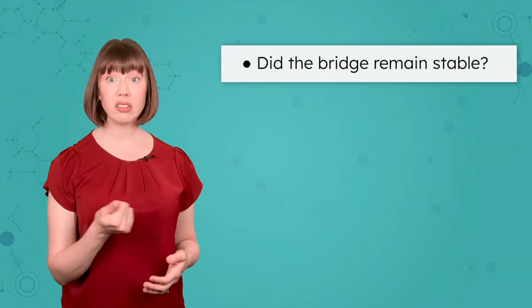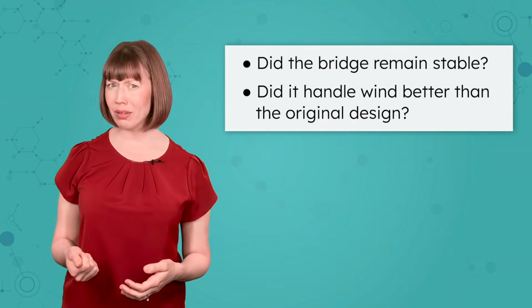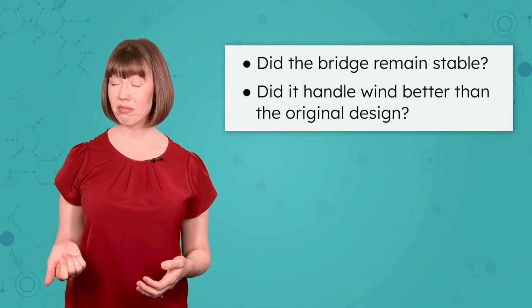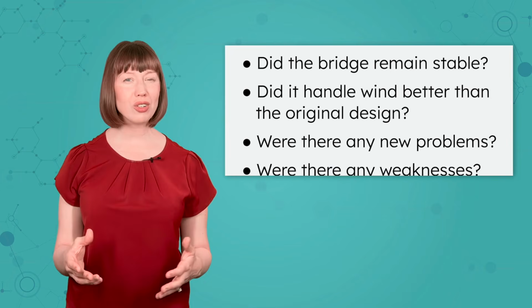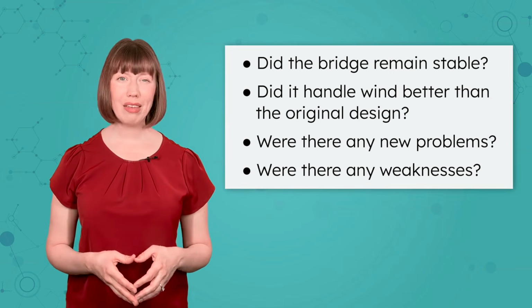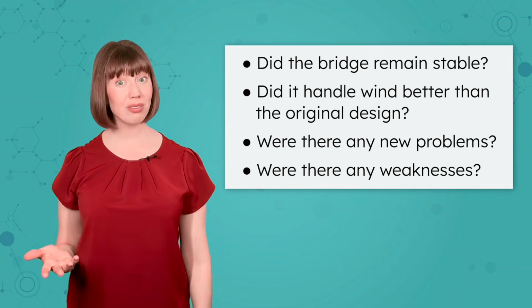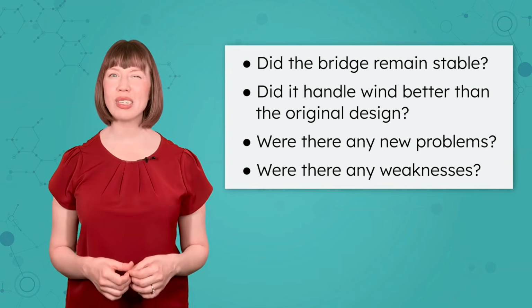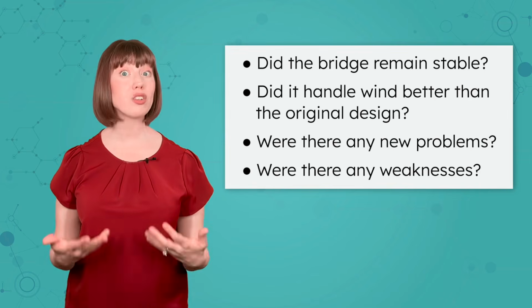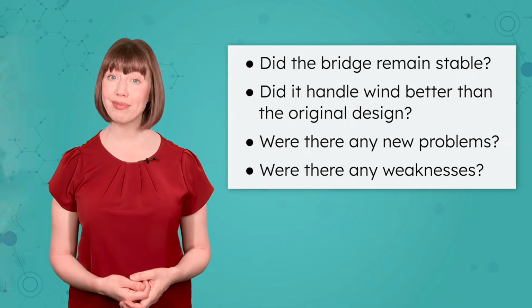Did the bridge remain stable? Did it handle wind better than the original design? Were there any new problems? Most importantly, engineers look for weaknesses. Even if a design works better than the original, it still might not be good enough. At this stage, engineers don't expect perfection. They expect to learn what needs to be improved.